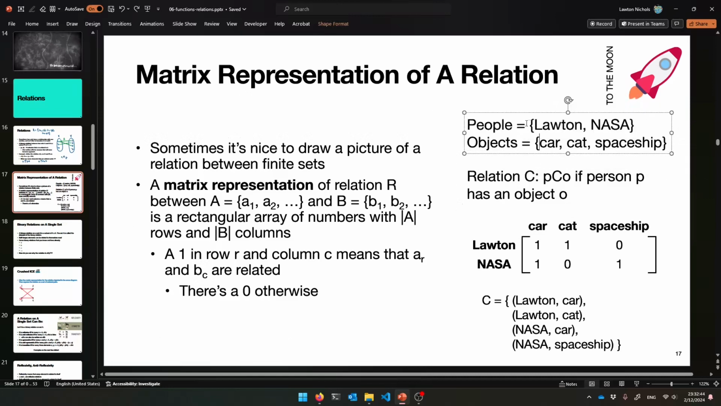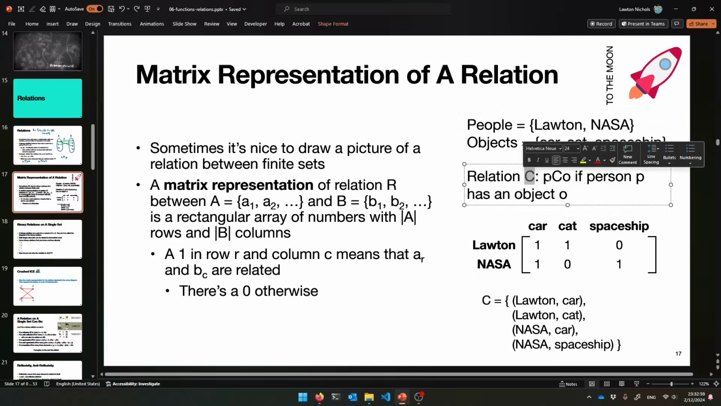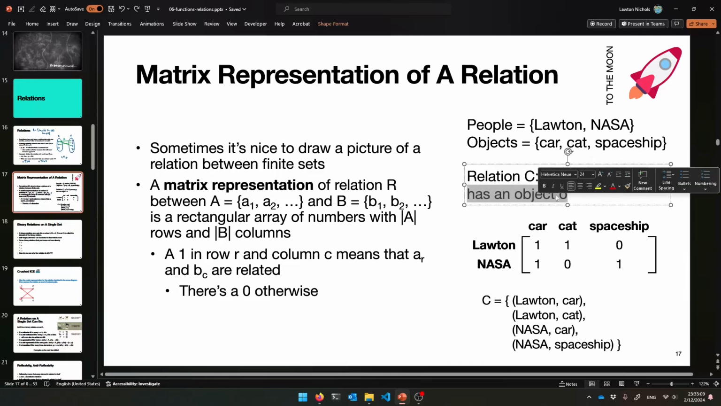All right, so here are some people. Lawton, that's me, I'm a person. And then NASA, let's pretend, is also a person. And then objects, things, just anything. Let's say that our set of objects are cars, cats, and spaceships. And so let's define the relation C to relate people on the left to objects on the right. So C is a relation on people and objects. We say that P is related to O under C if some person P has an object O. So it's a "has a" relationship.